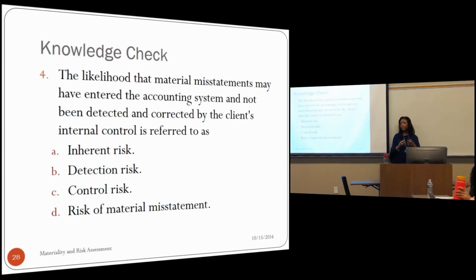So if you have a material misstatement, then it's consistent: a misstatement has occurred because inherent risk and control risk were increased. The risk of material misstatement is inherent risk and control risk. You need both of those components to have the risk of material misstatement.